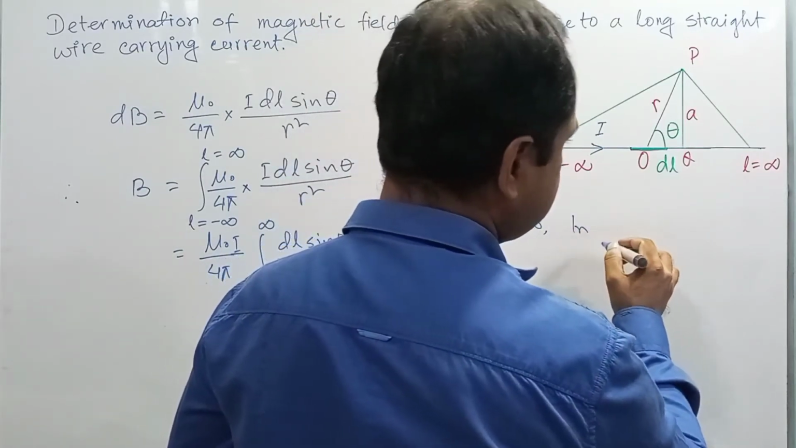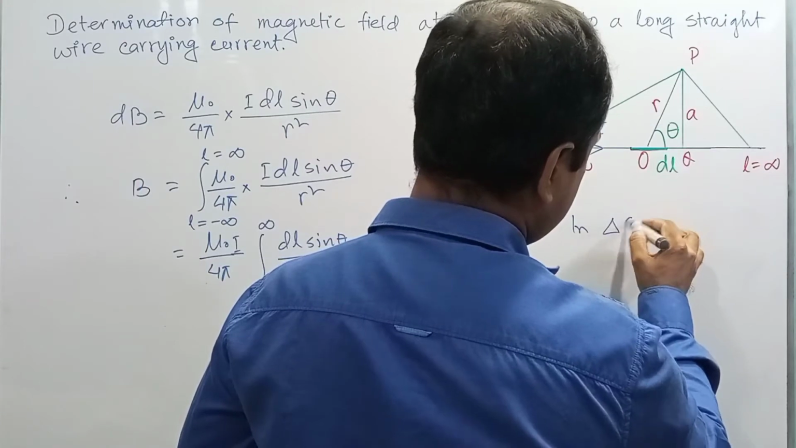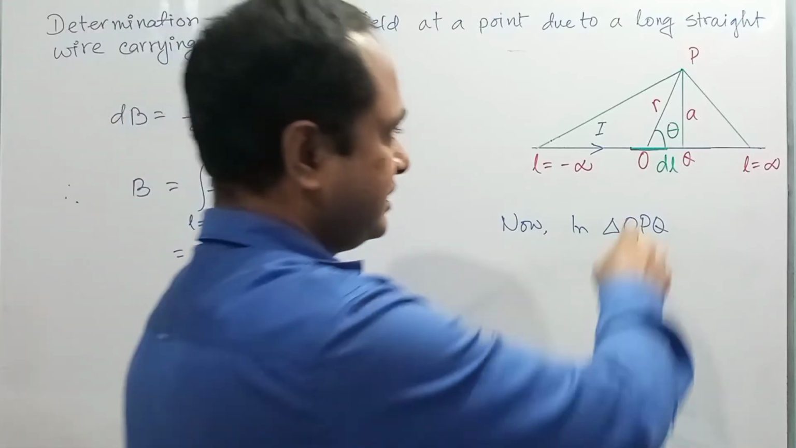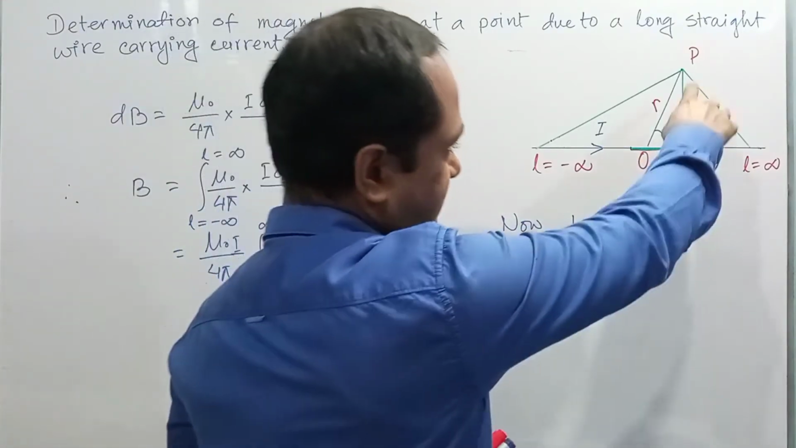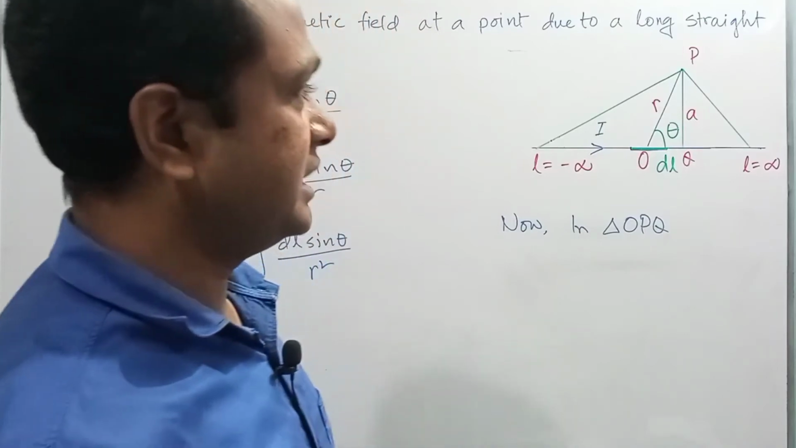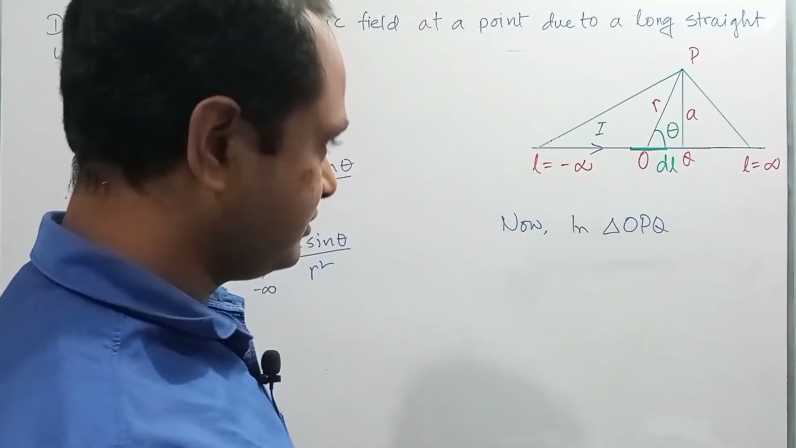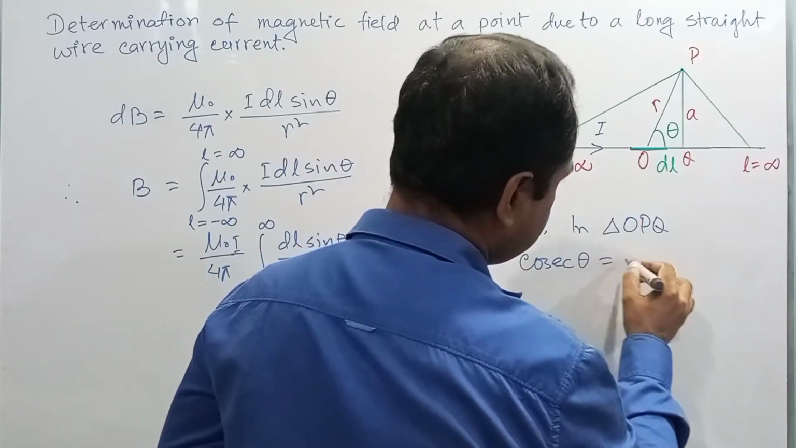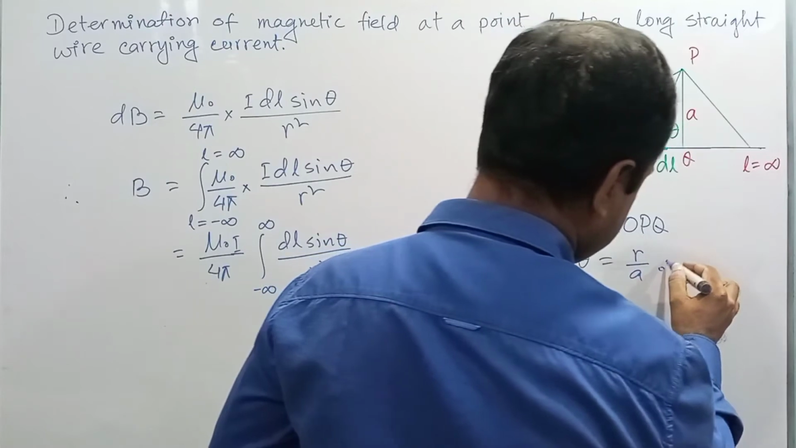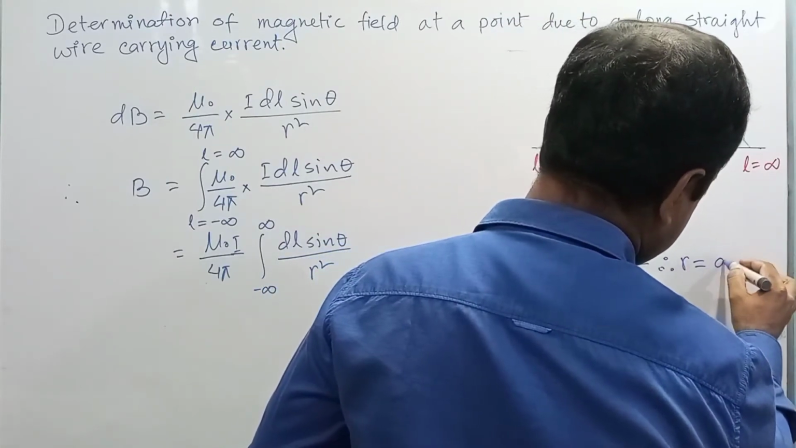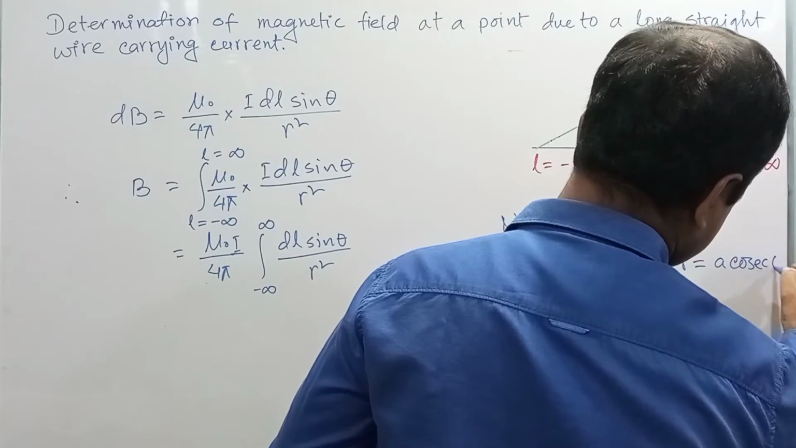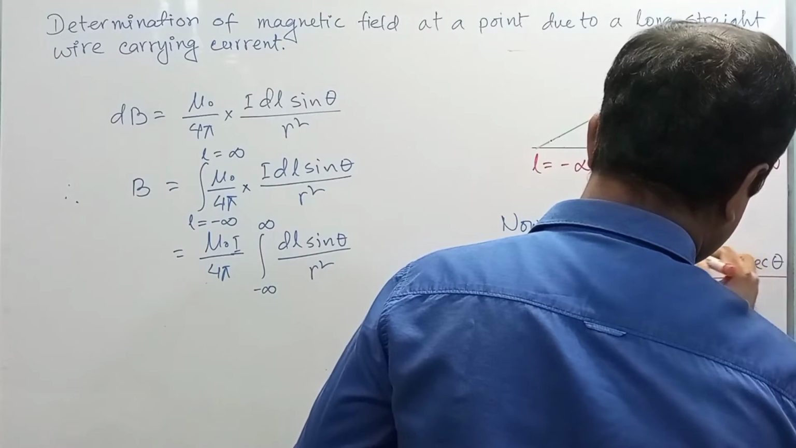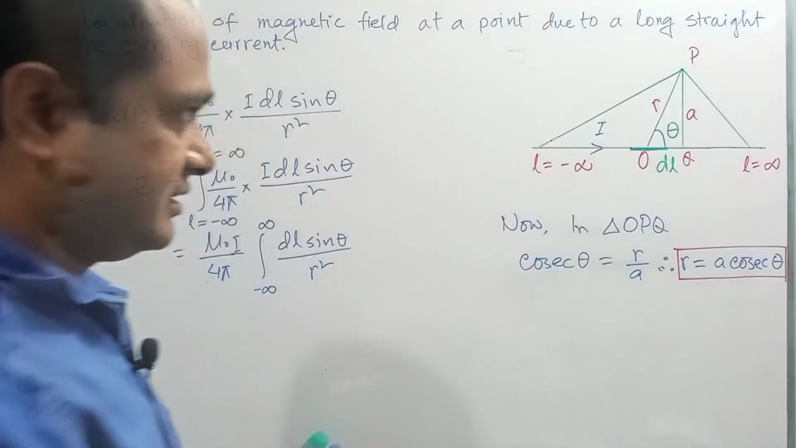Now in right angle triangle OPQ, R is the perpendicular, OQ is the base and R is the hypotenuse. So we can write cosec theta is equal to R divided by A. Therefore R is equal to A cosec theta.